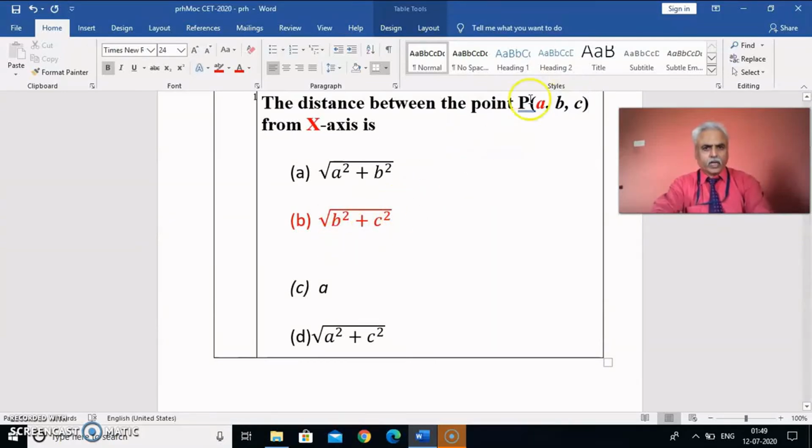Anyway, the answer is there. The distance between the point ABC and an axis, if it is the x-axis, leave x, and the remaining B and C: square root of B square plus C square is the answer.